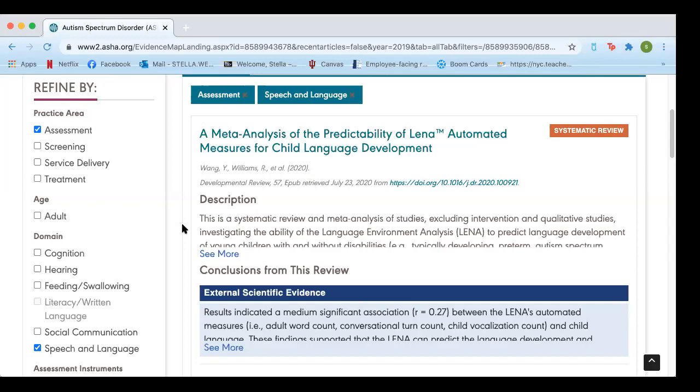So the findings were that overall there was a medium effect size for the correlation between this LENA analysis, the language environment analysis, and language skills. There are also findings that the measures from the language environment analysis might have less predictive ability on long-term outcomes. So it's more of a short-term, they're able to find the correlation. It's better for short-term outcomes rather than long-term outcomes.